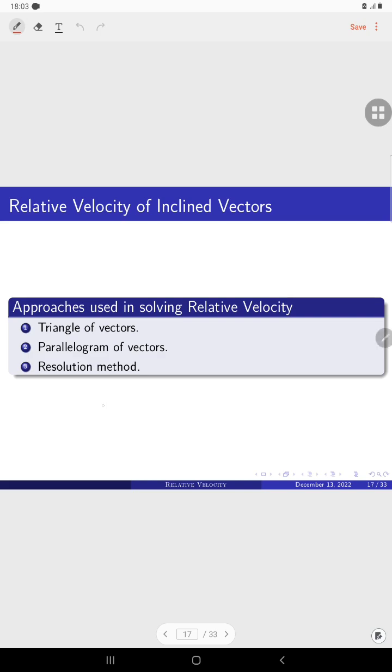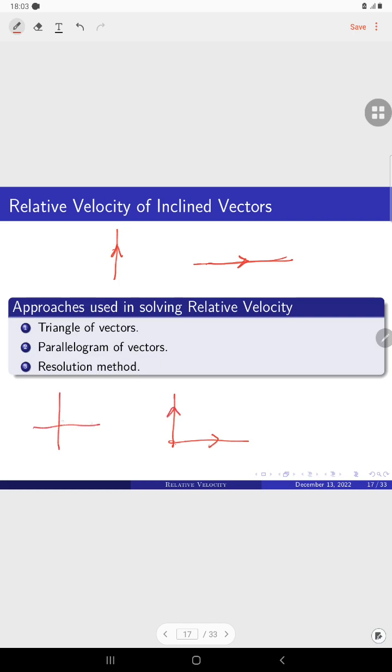If the vectors are not parallel but inclined, for example, one is moving due north, one is moving due east. When you put these two vectors together, you realize that they will not be parallel. You get something like this, right? So this will be inclined vectors.